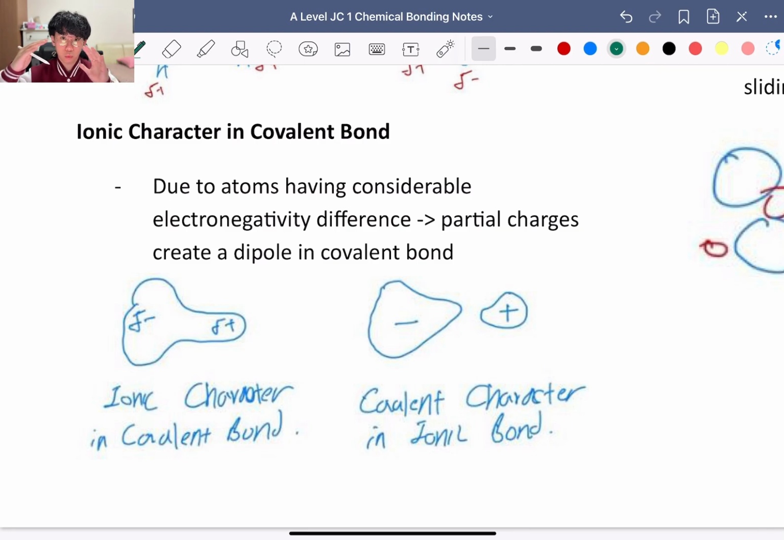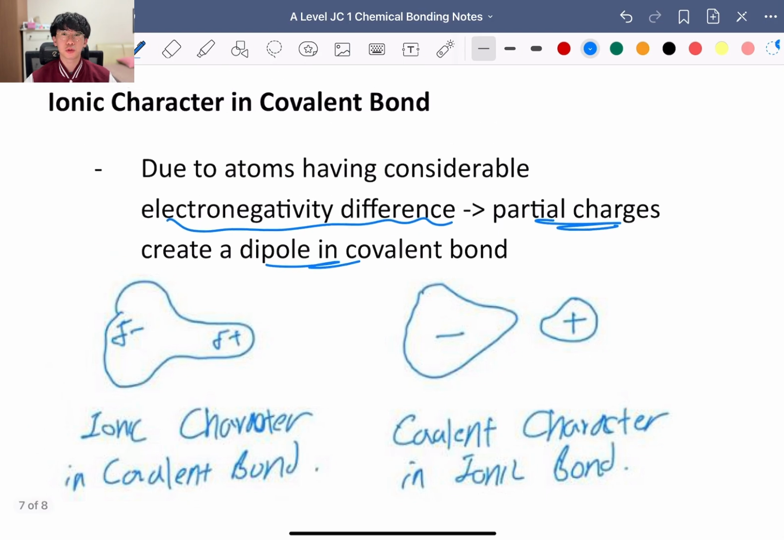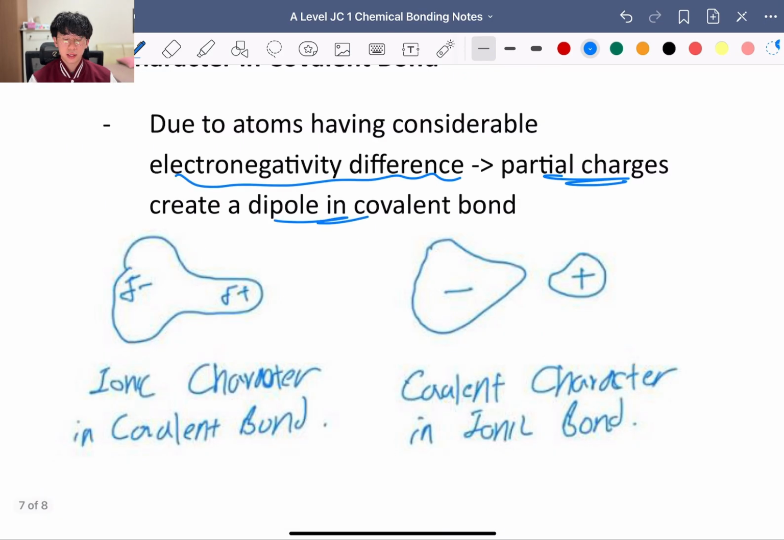So when your atoms have considerable electronegativity difference, you actually get partial charges that create a dipole in your covalent bond. And these help to strengthen your covalent bond, as I mentioned earlier in the lecture itself. It's kind of represented in this over here.